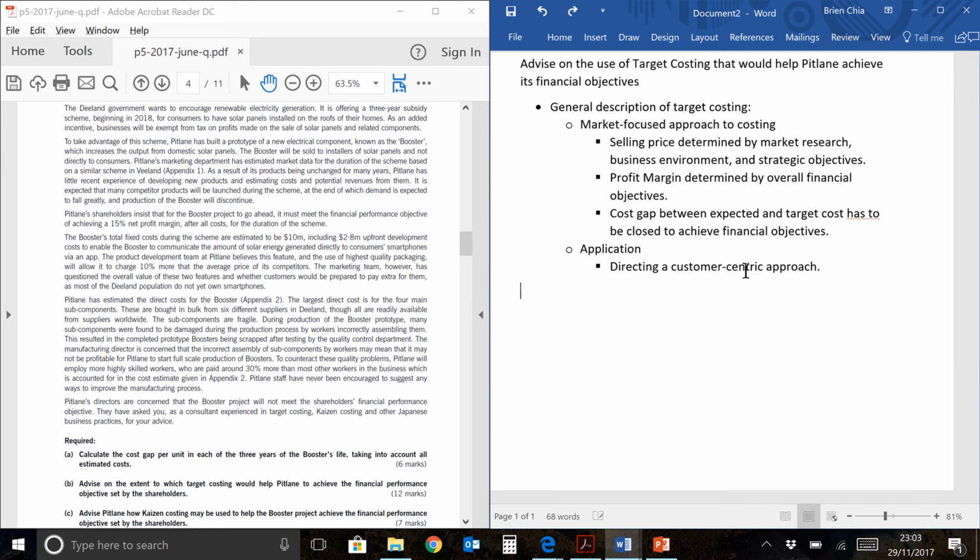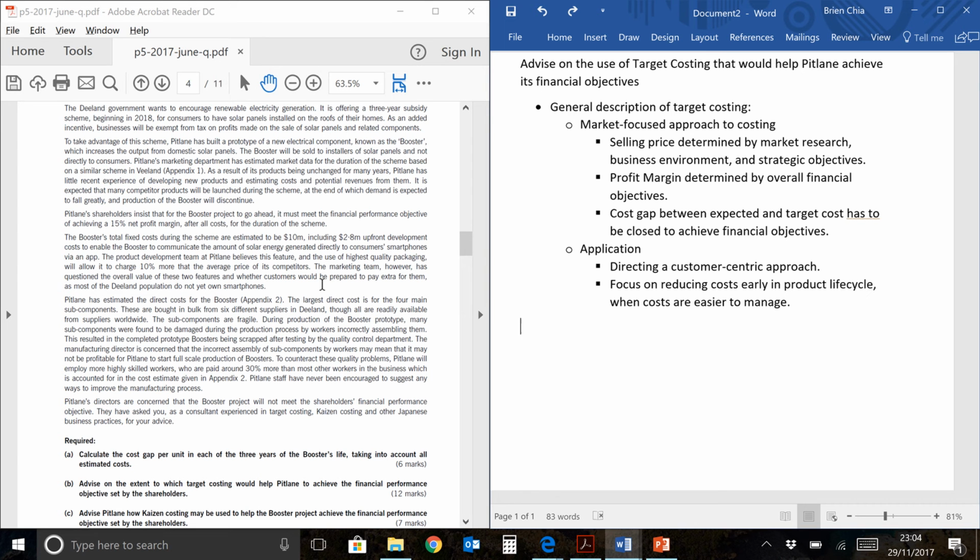Okay, so how do we apply target costing as a P5 approach? So application, first of all, remember that we use it to direct a customer-centric approach. So when we read the question, we're looking for things which have something to do with the market or the customer. Like, for example, here you have the product development team believes this feature, which is an app, and high quality packaging allows it to charge 10% more. But the marketing team, however, disagrees. So this is something which is external to the company, nothing to do with cost, it is about the market. So that's something important when we consider target costing.